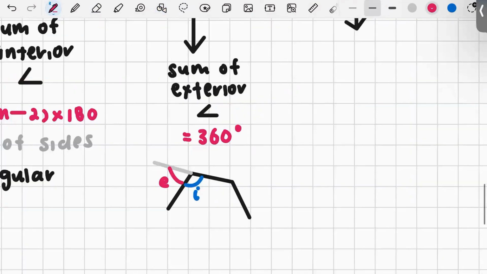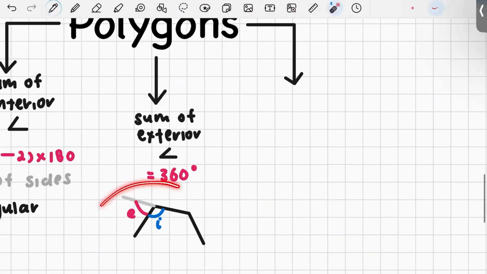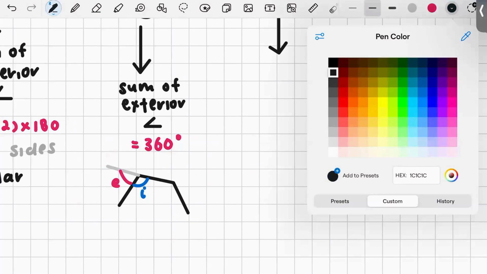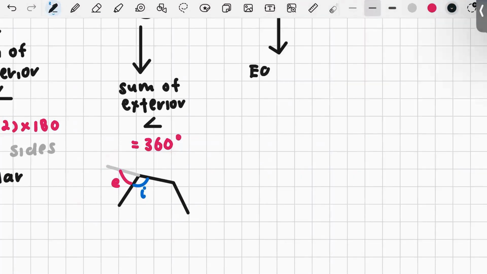So the last concept is from this part here. What do you notice when you see each interior angle and each exterior angle side by side? When you add them both together, do you notice they all lie on a straight line? So they will all become 180.